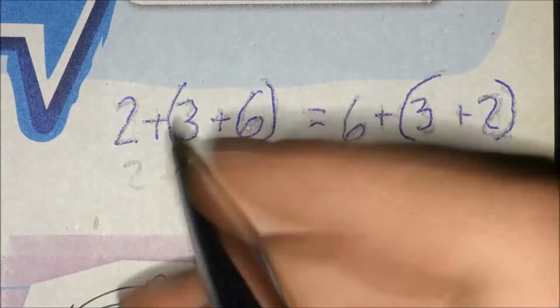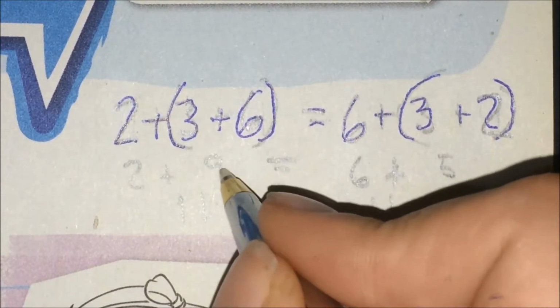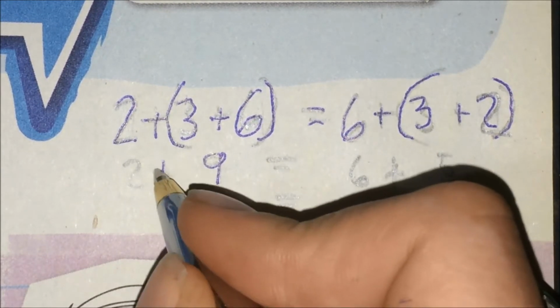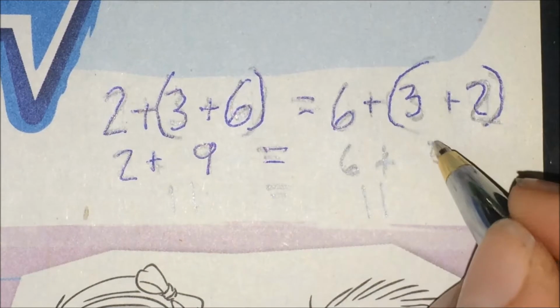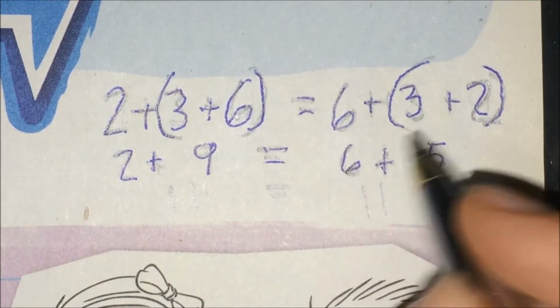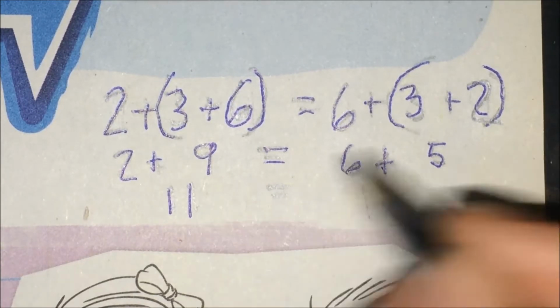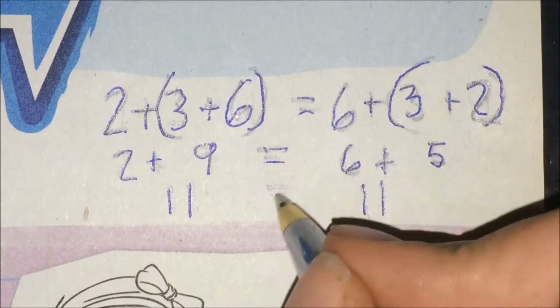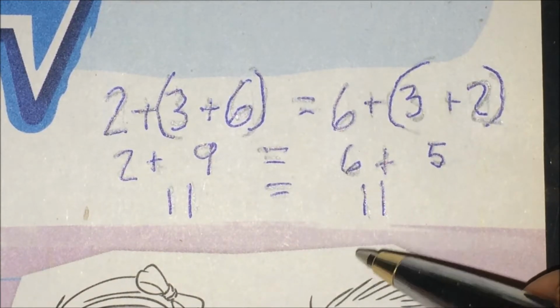Okay, so this problem would say to do parentheses first, so 3 plus 6 would be 9, and then add the 2. And on this side, you have to do the 3 and the 2 first, so that would be 5, and then plus the 6. 2 plus 9 equals 11, and 6 plus 5 equals 11. Okay, so this was the associative property of addition.